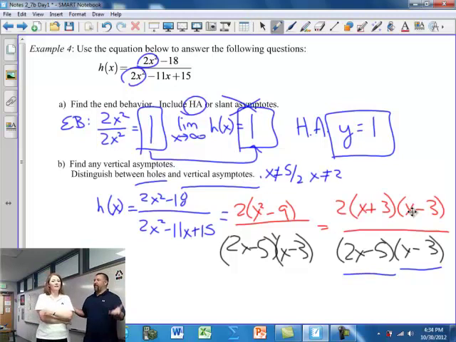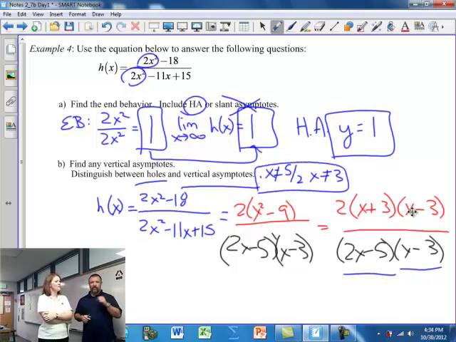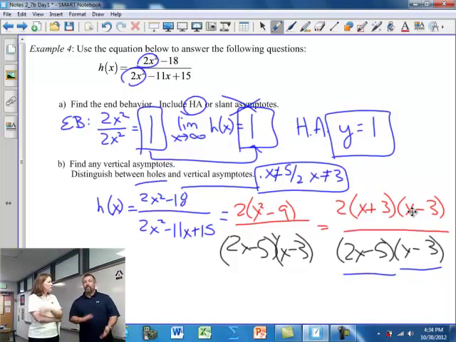Which means that 5 halves and 3 must be something else. There's no y value there. Yeah, those must be numbers that are either a vertical asymptote or a hole. And in the last chapter, actually, in chapter P, we figured that out, because a hole is actually a removable discontinuity.